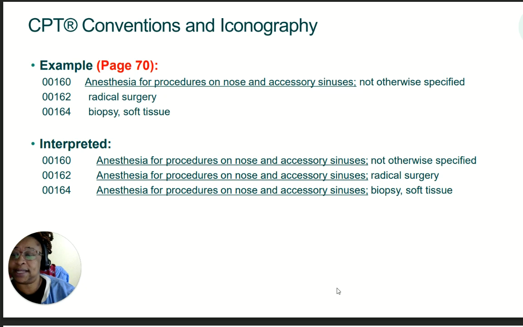Now, we have an example on page 70 or close, depending on if you're using the 2024 or 2025 coding book. We have the anesthesia codes 00160 to 00164. You see here the anesthesia for the procedure of nose and accessory sinuses, not otherwise specified. Underneath, it shows the surgery and or biopsy, and we have the 00160 to 00164. Please review the actual sections below.